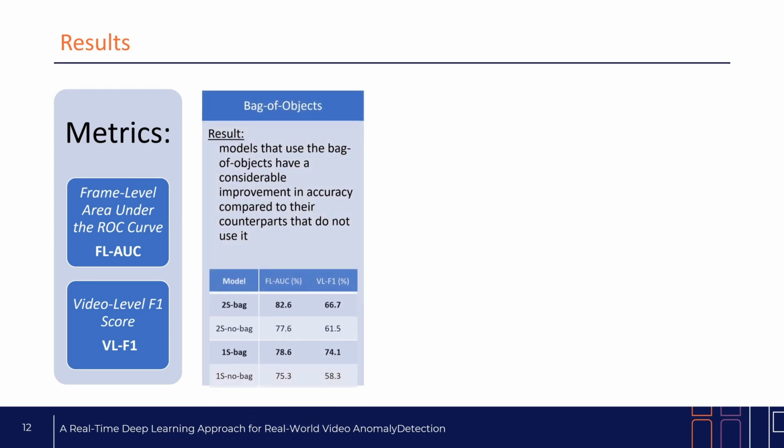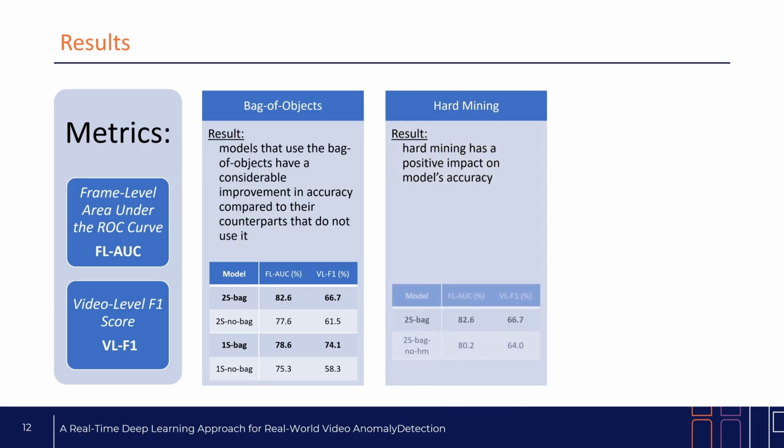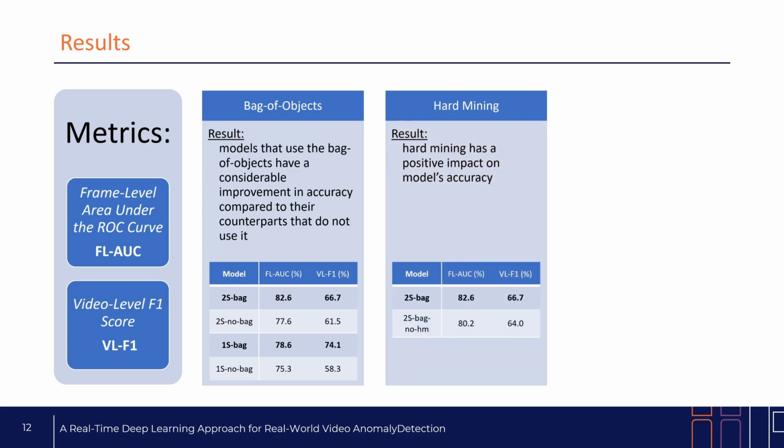For the first experiment, the results confirm that the models that use the bag of objects, 2S bag and 1S bag in the table below, have a considerable improvement in accuracy compared to their counterparts that do not use it. The second experiment was also successful, verifying that the use of hard mining has a positive impact on models' accuracy.